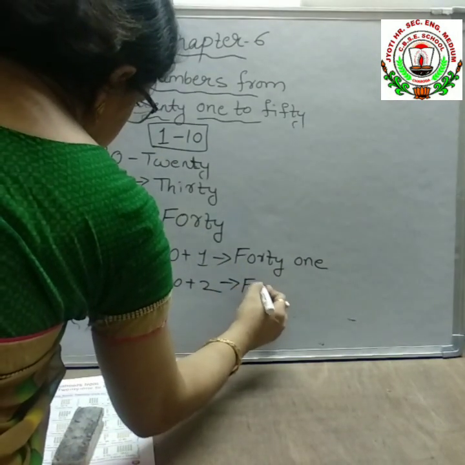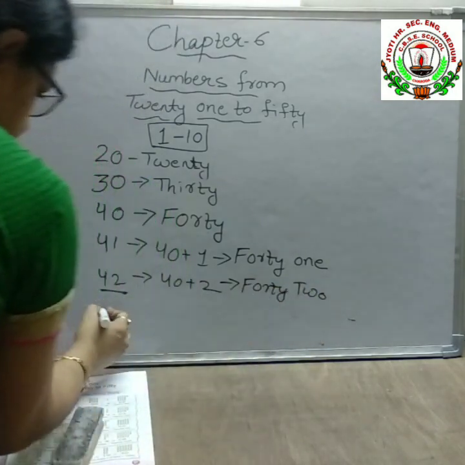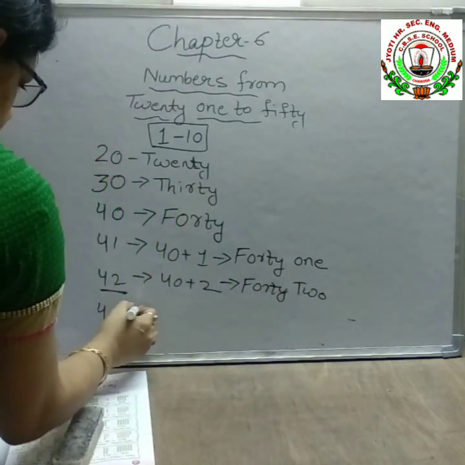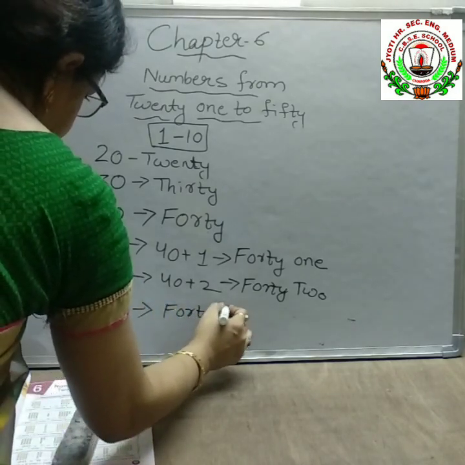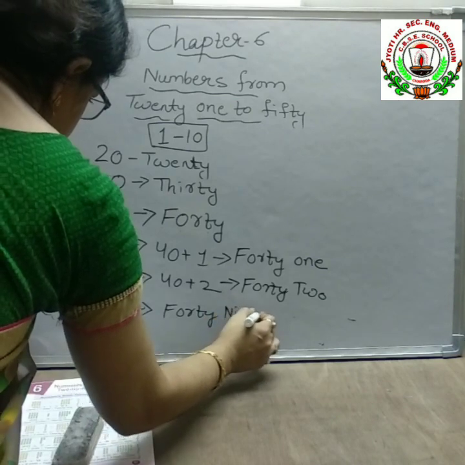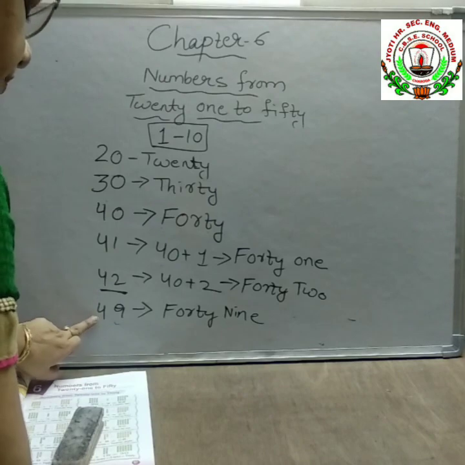Next is 42. Similarly, you can write up to 49. So if you know the spelling of 40, you can write up to 49.